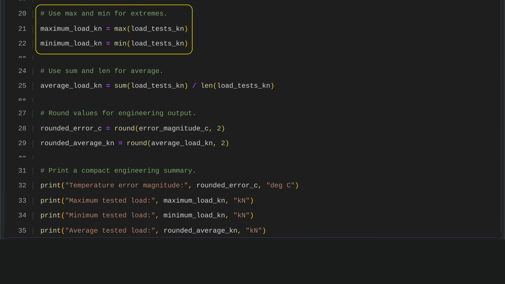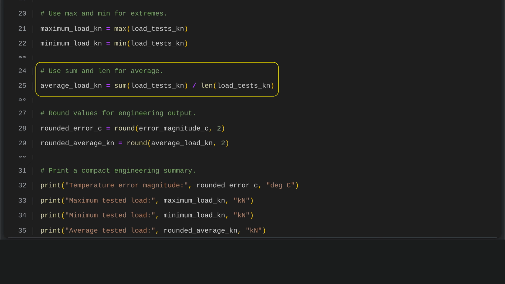To find the range of load test results, use the maximum function to identify the highest recorded load and the minimum function to identify the lowest. Together, these values show the extremes of the data and help assess the material's performance limits.